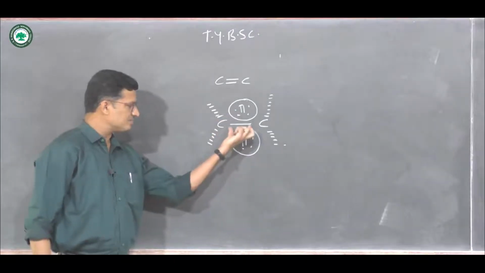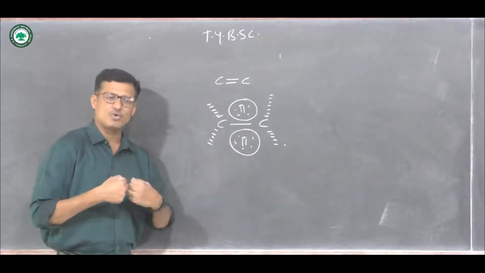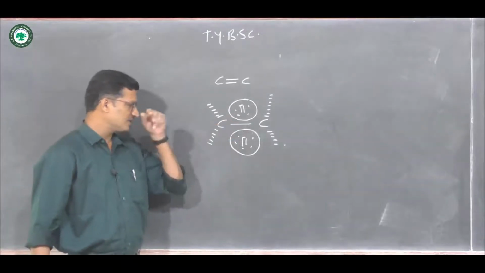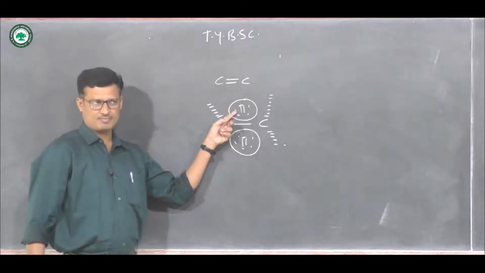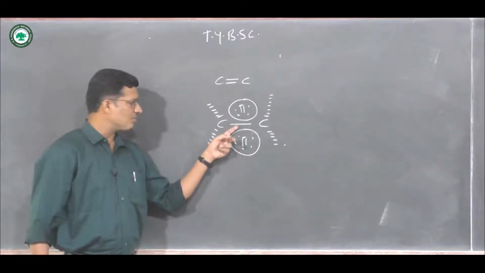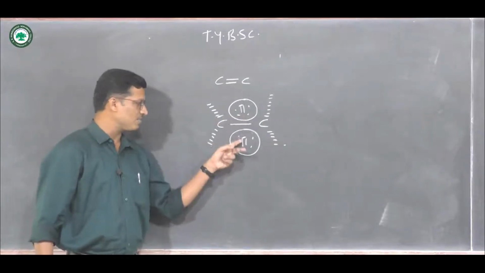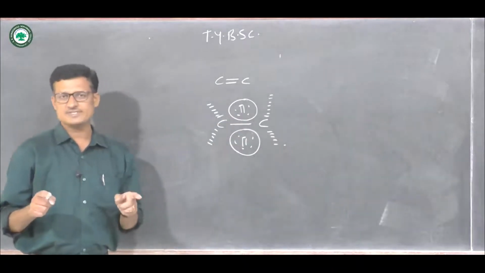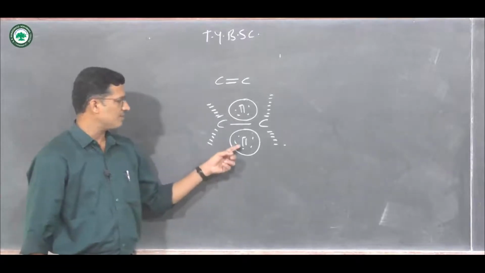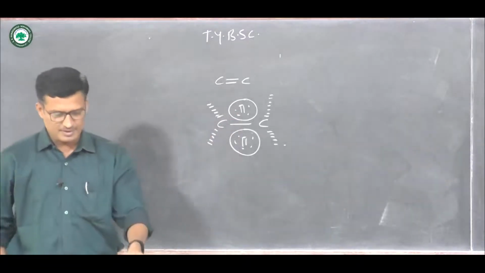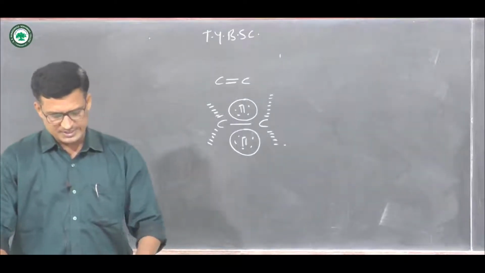And what happens in case of the sigma bond? There is a coaxial overlapping between two carbon atoms. But when we think about a pi bond, there is a lateral overlapping. And we remember the sigma bond is stronger, the pi bond is weaker. Because in case of the pi bond formation, the lateral overlapping takes place, and lateral overlapping is weaker than the coaxial overlapping.